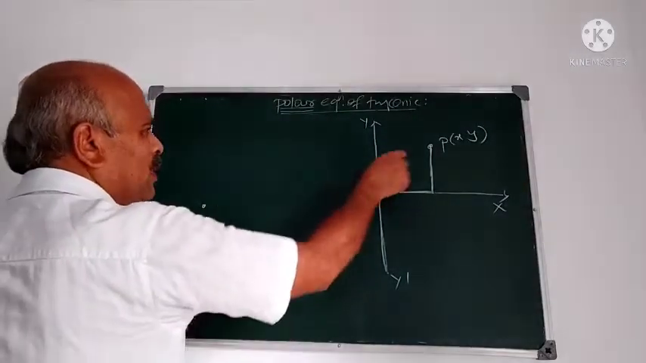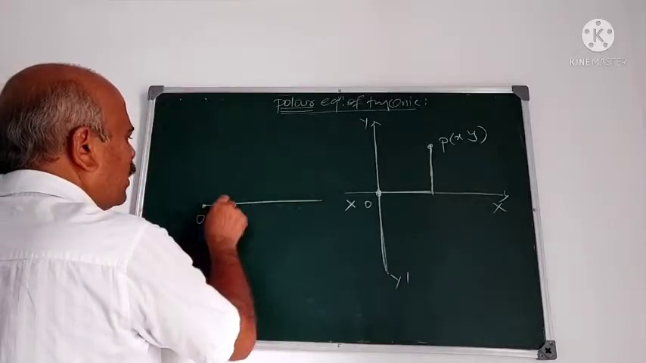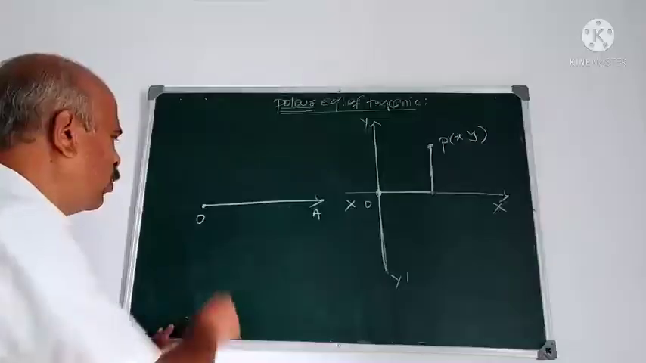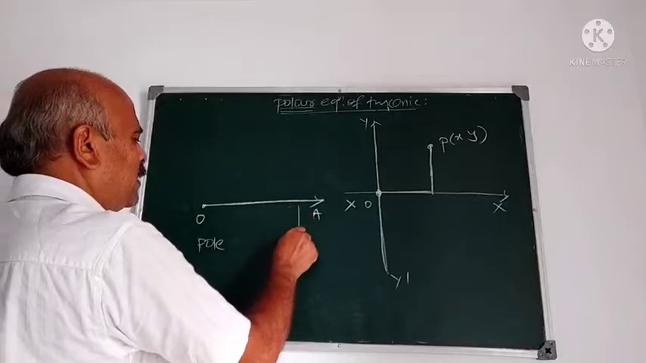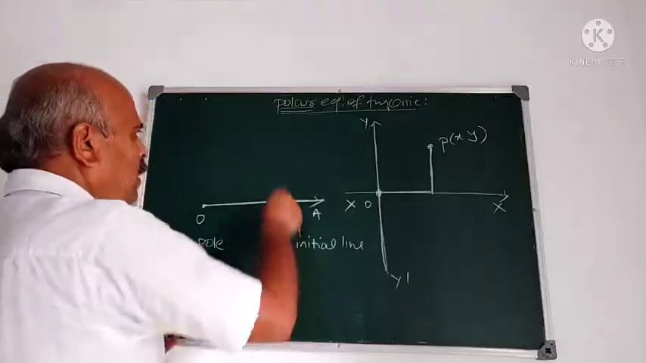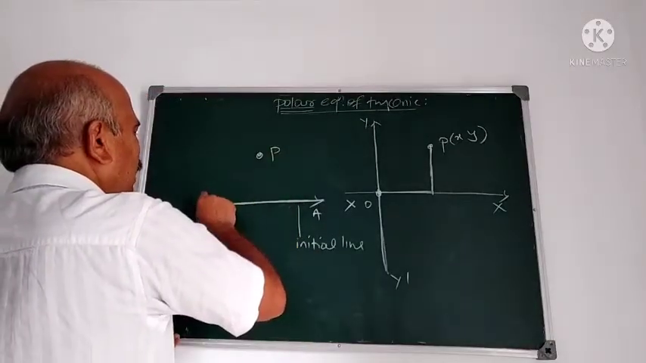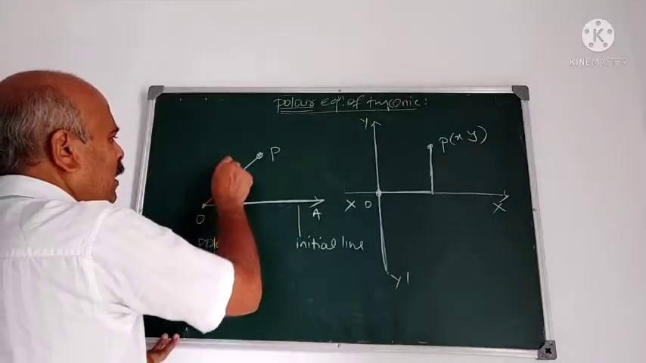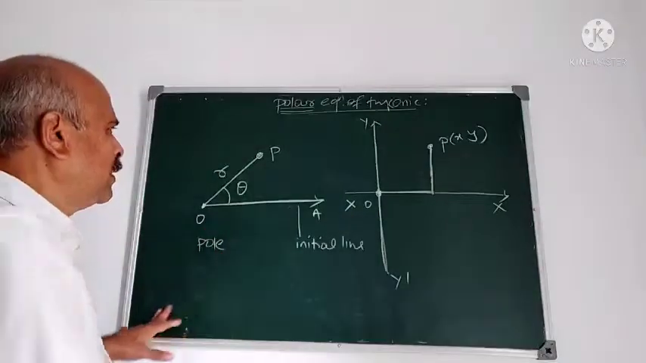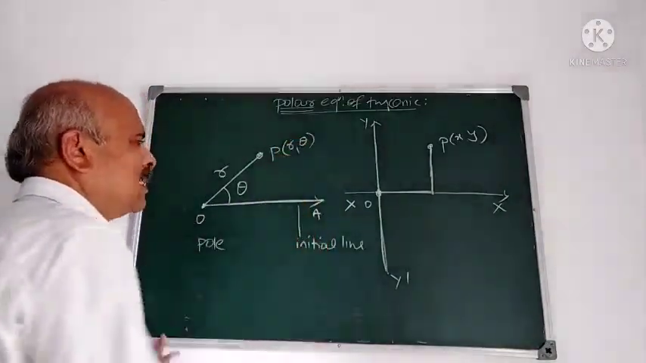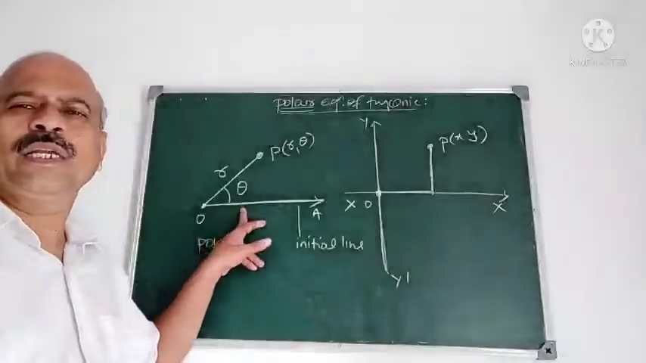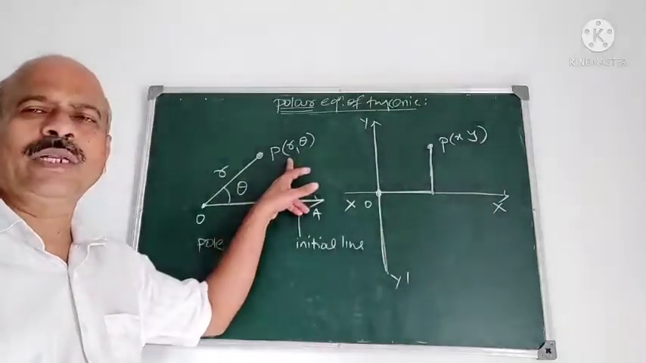Now one more system to represent the point is, we consider a fixed point and a fixed line through that point. Suppose O is the fixed point, called the pole, and OA is the fixed line, called the initial line, and the direction of this line is like this. Now suppose P is any point, and suppose its distance from the fixed point is r, and OP makes an angle theta with the fixed line. Then the coordinates of this point are taken as (r, theta). They are called polar coordinates of the point.